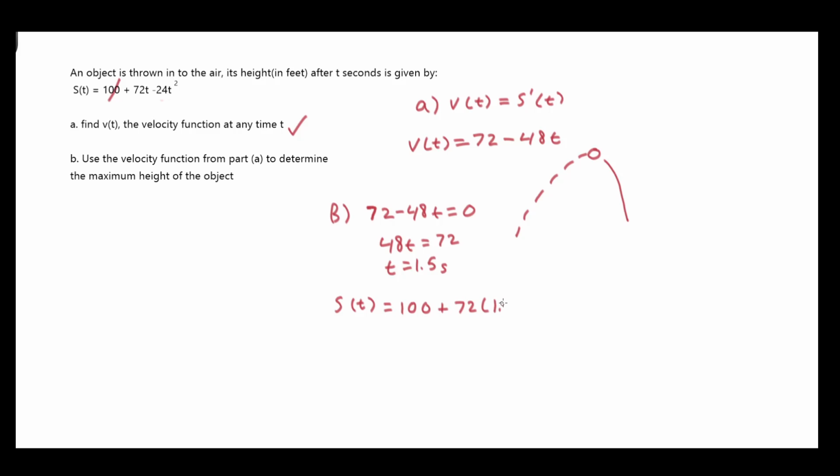And plugging our first time value in, minus 24 times 1.5 squared. And this gives us a value of 154 feet. That's our final answer.